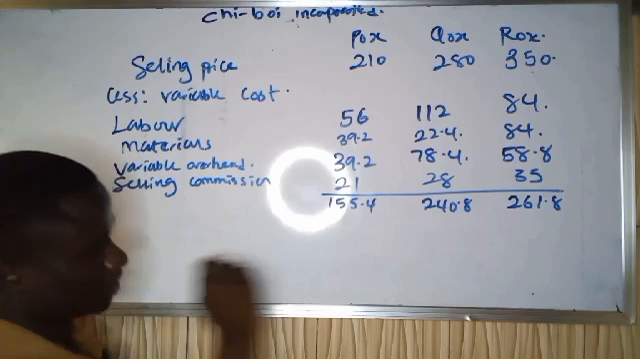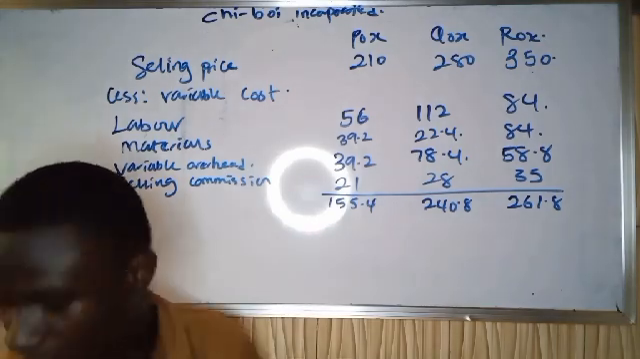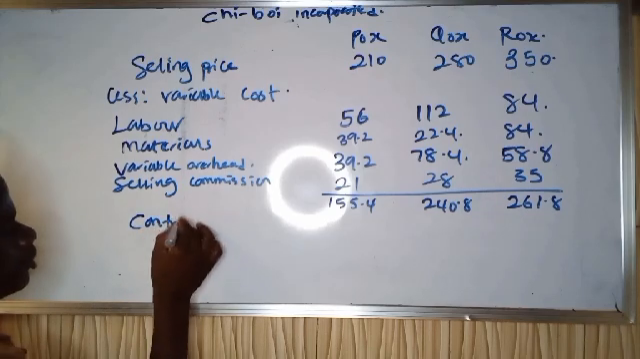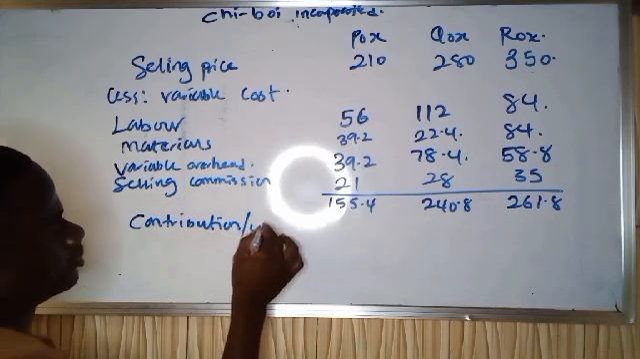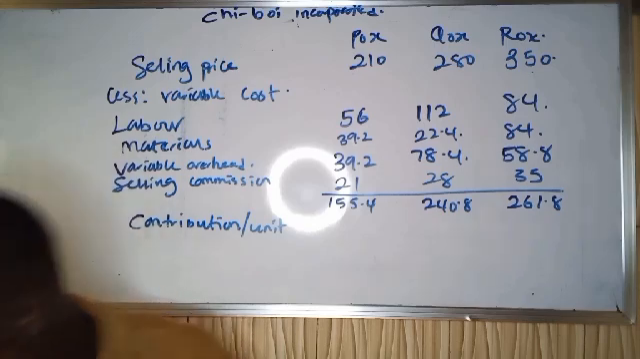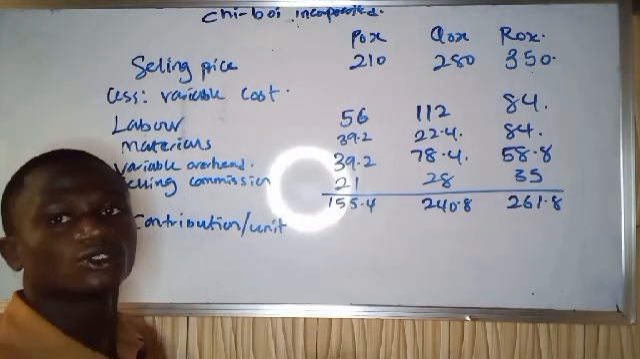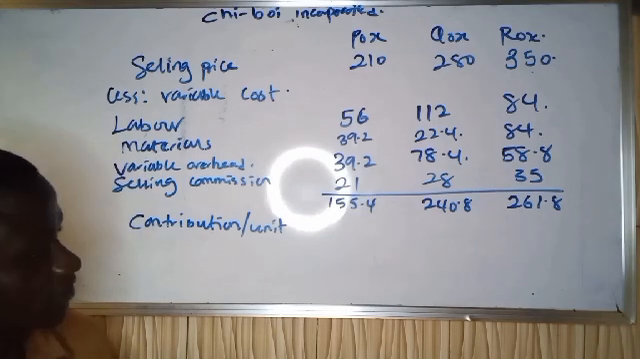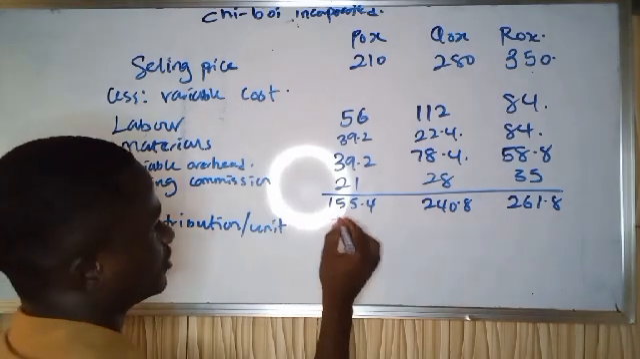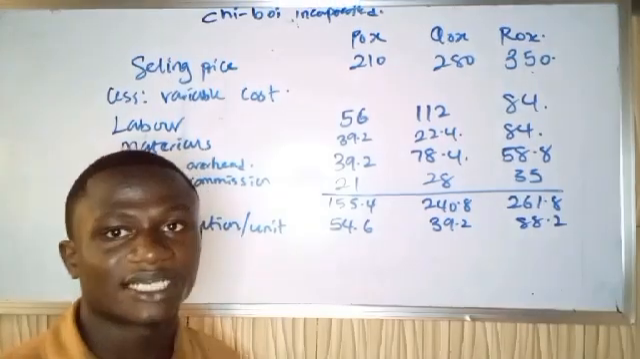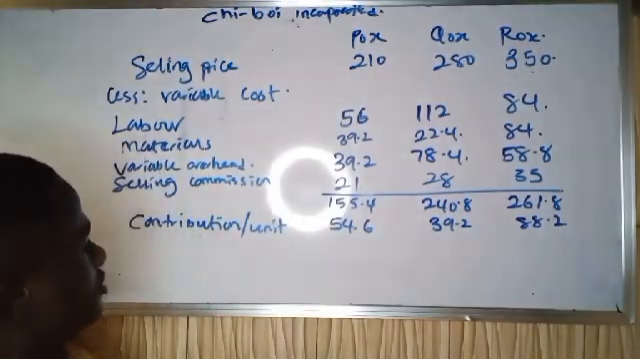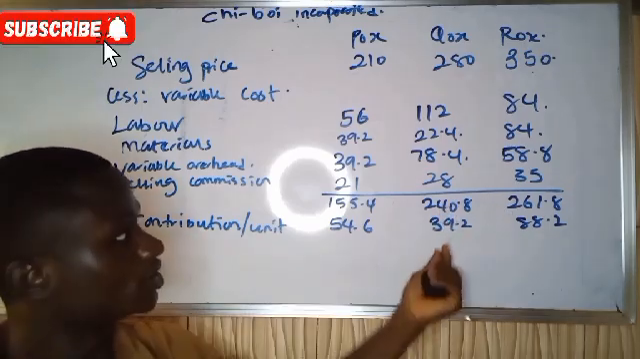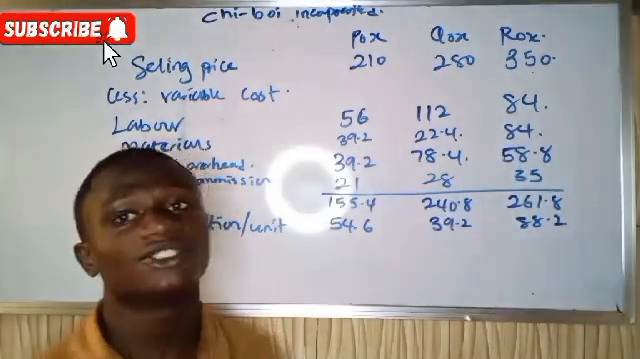So now, if I've gotten the variable cost of producing the 3 units, the next thing I need to get is my contribution per unit. So contribution per unit will be 210 minus my total variable cost of production. So 210 minus 155.4, that'll give me 54.6. So now guys, if you subtract the selling price minus variable cost of production, you will get 39.2, and for this you get 88.2.